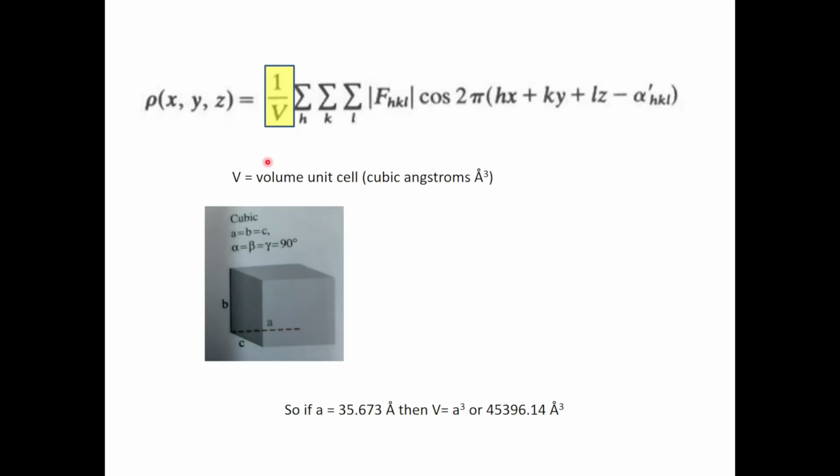Okay, so let's look at the electron density term by term. Our first term here is 1 over V. V is the volume of the unit cell, and that's in cubic angstroms. In this example, we have a cubic space group, which is a simpler example where the 3 sides A equals B equals C, and the 3 angles are all 90 degrees. So, pretty simply, if A has a value of 35 angstroms, then the volume is simply A cubed.